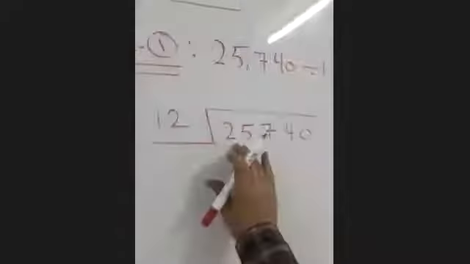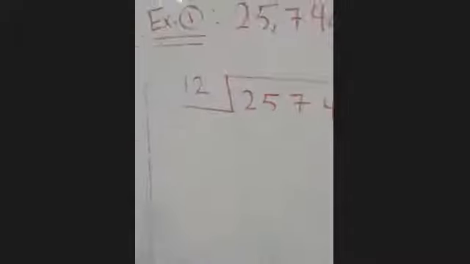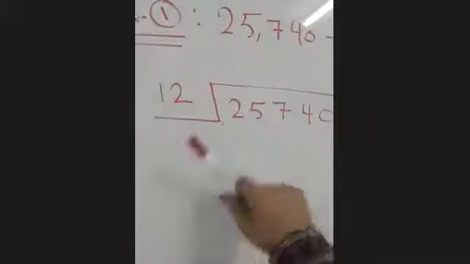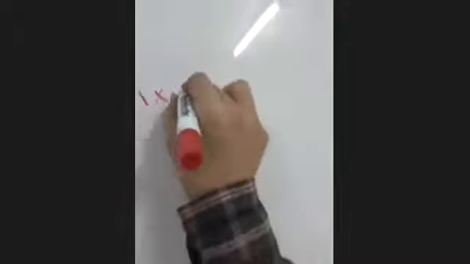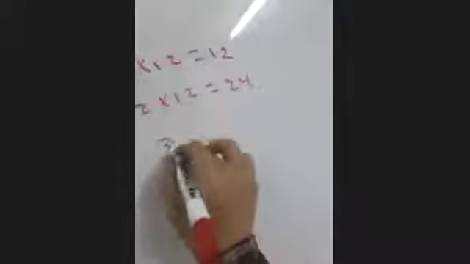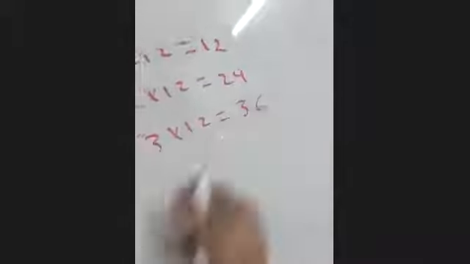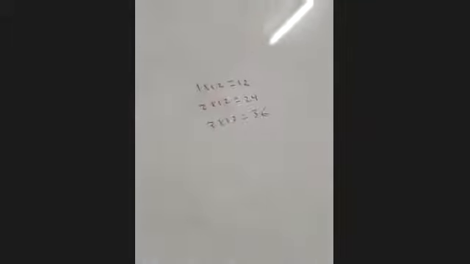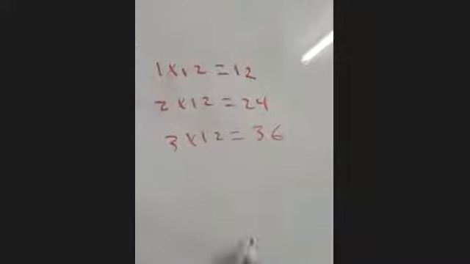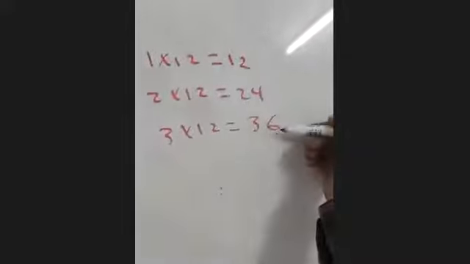Now, for the 25, we search in the timetable for a number which, multiplied with 12, gives 25 or less. In the timetable of 12, 1 times 12 equals 12, 2 times 12 equals 24, 3 times 12 equals 36. My number is 25, and I don't have 25 in the answers. I have 12, 24, 36.